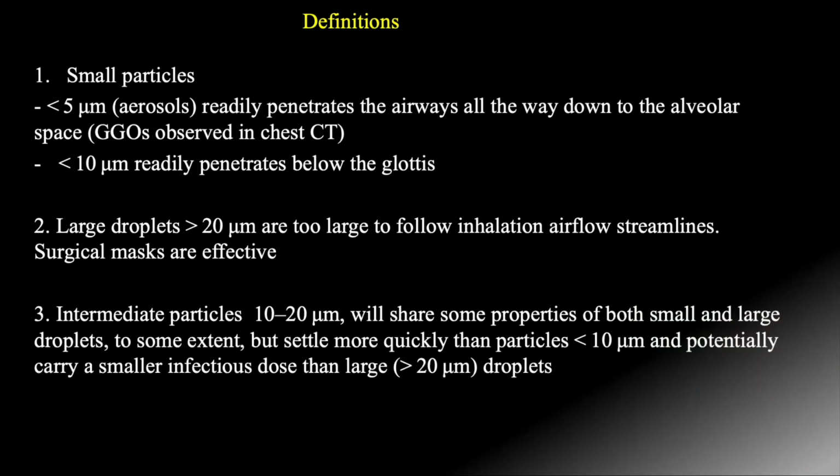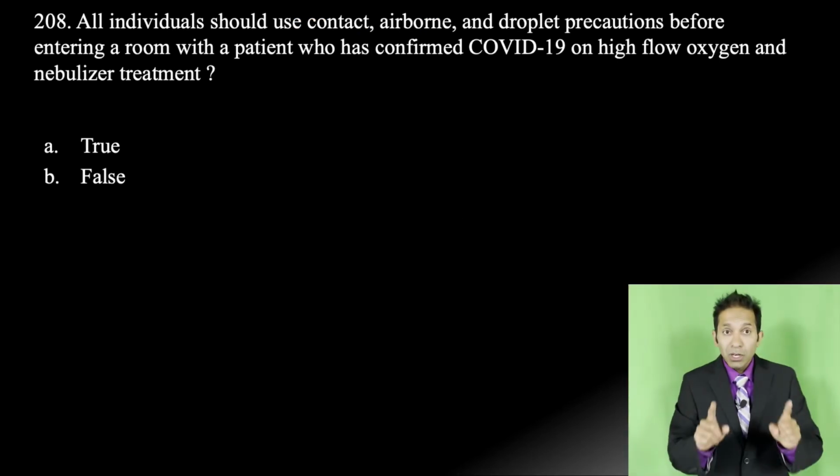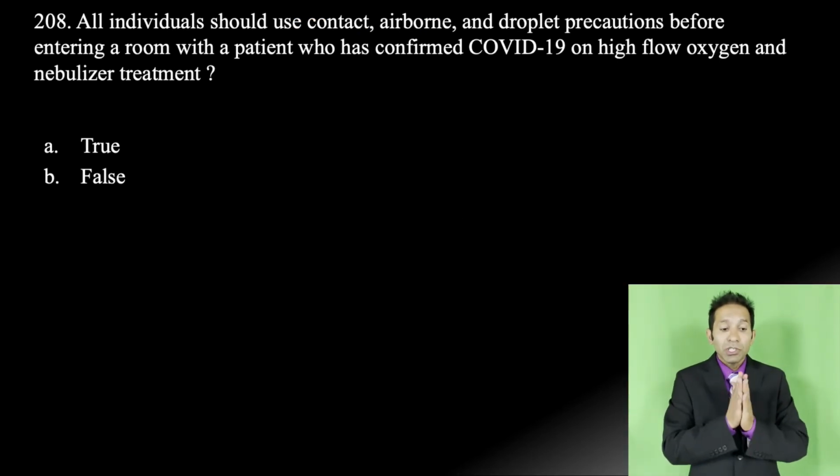Third point, what about intermediate droplets, which are between 10 to 20 micron? They share some properties of smaller particles and some properties of larger particles. They can travel beyond 6 feet, very, very unlikely. And they will give you a little bit smaller infectious dose as compared to particles which are more than 20 micron. Now let's go to the next slide and talk about question number 208.